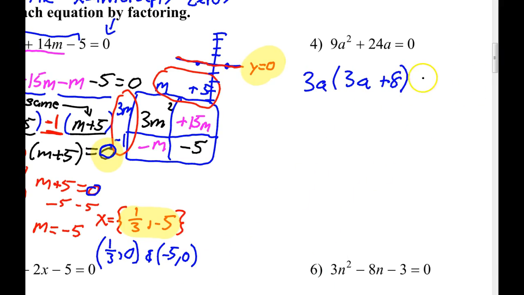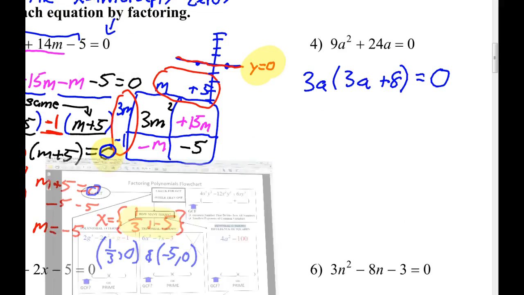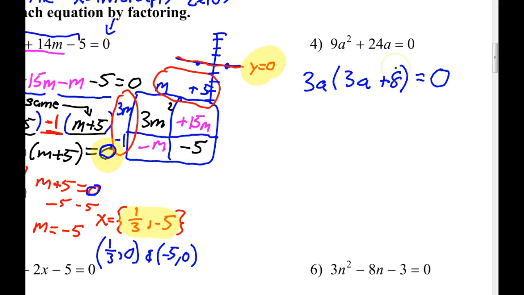Can you factor this anymore? Well, actually, is this a difference of squares? That'd be if you follow the flow chart. Oh, two terms. It only has two terms. Is it a difference of squares? Is it like 4, 9, 36, 81? Any of those? No, 3 and 8. Those are not perfect squares. We can't do anything there.